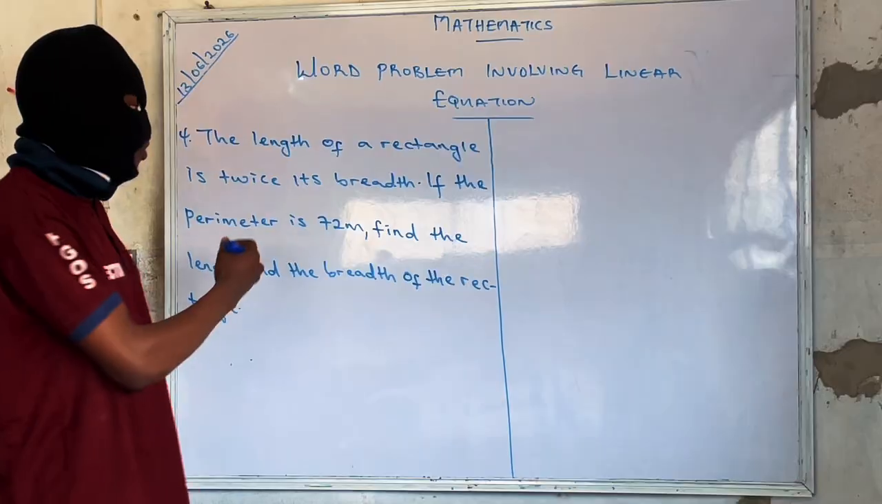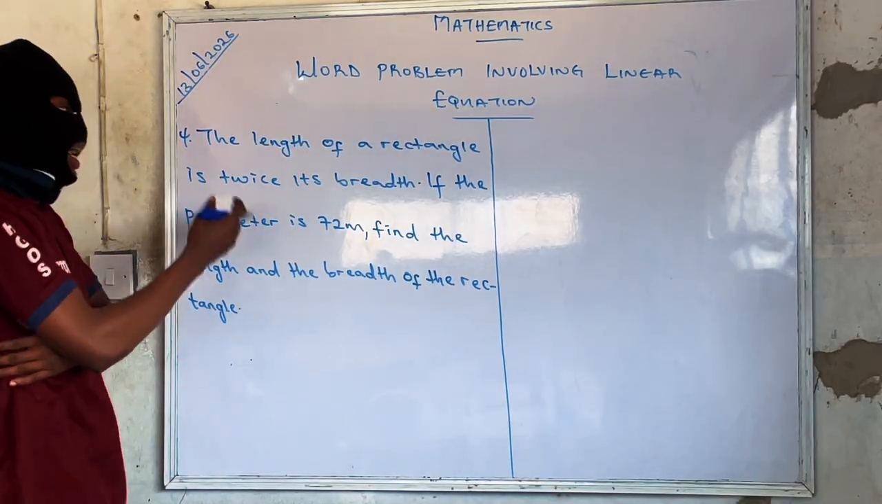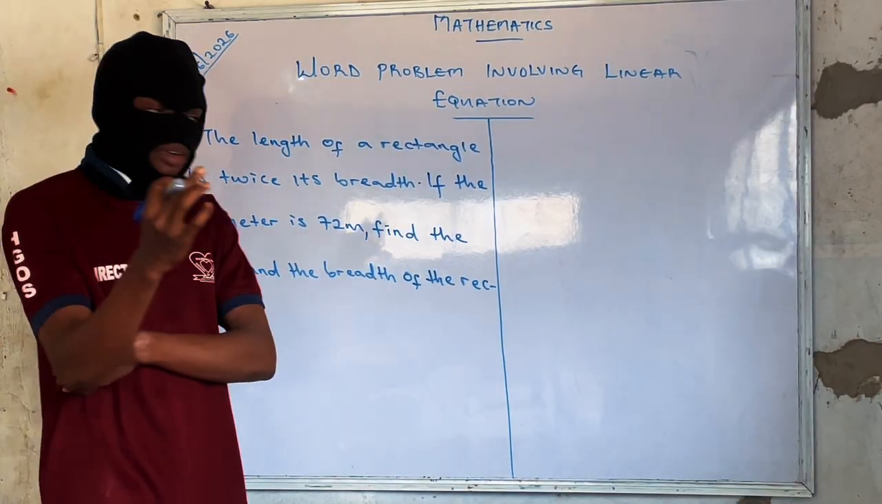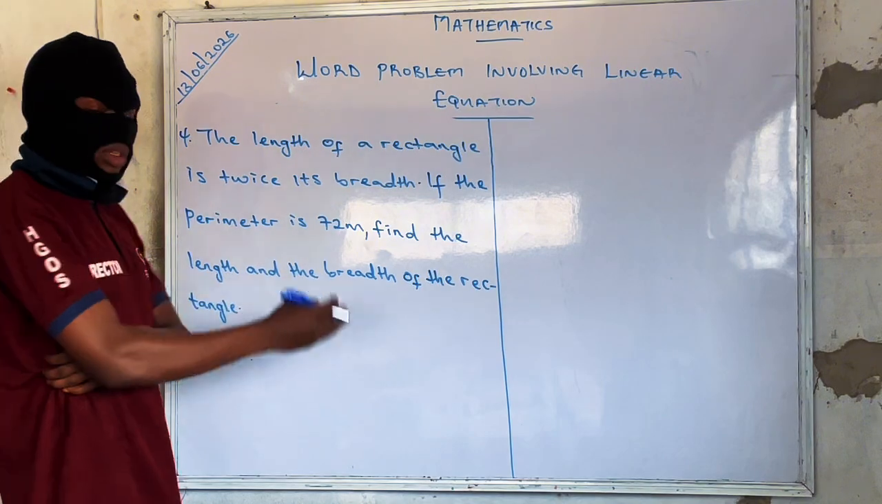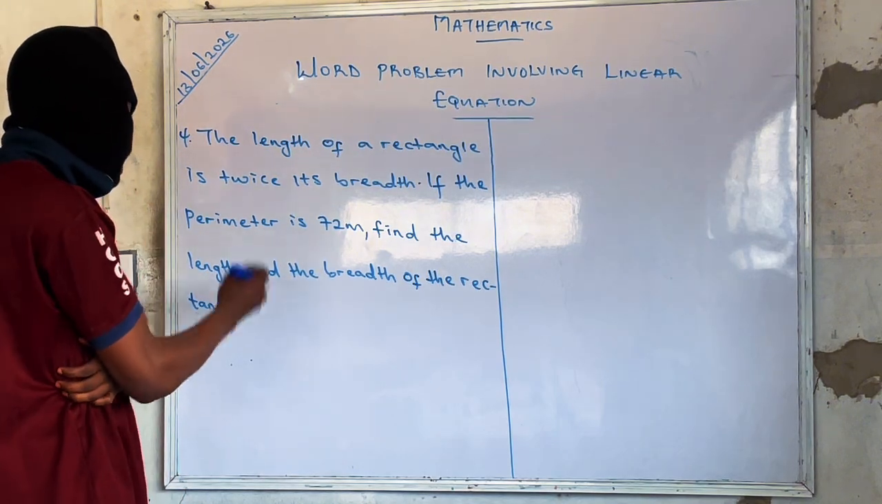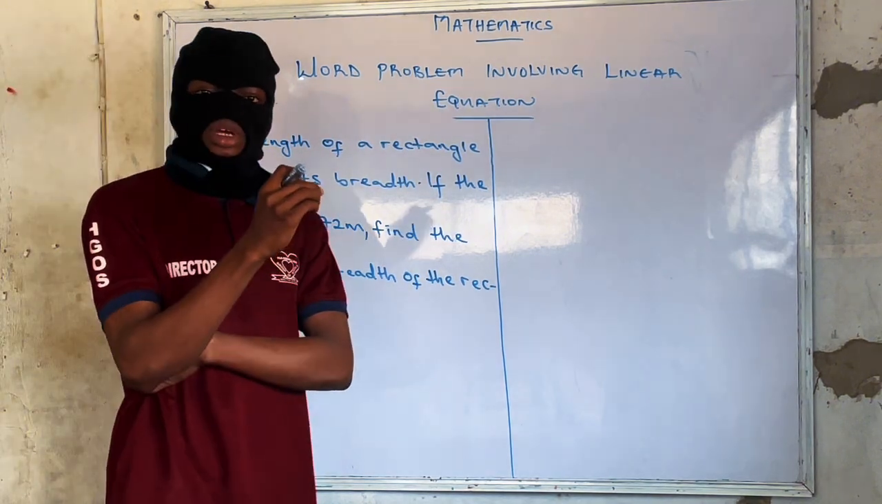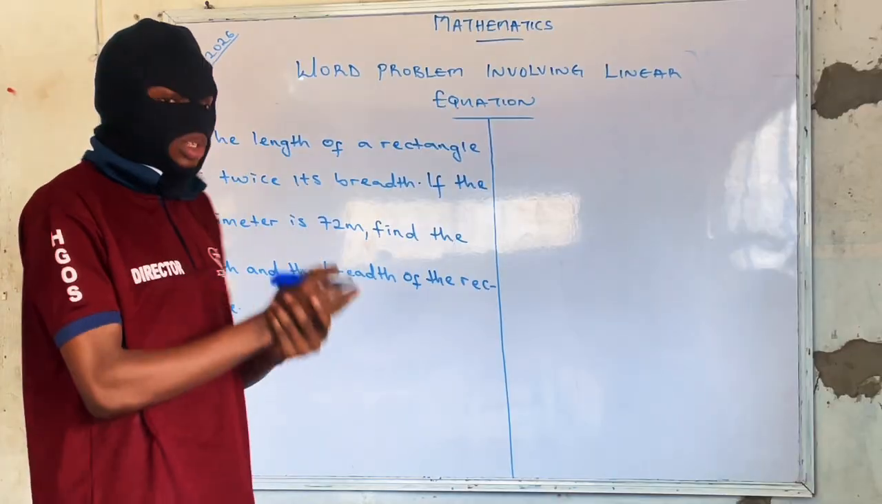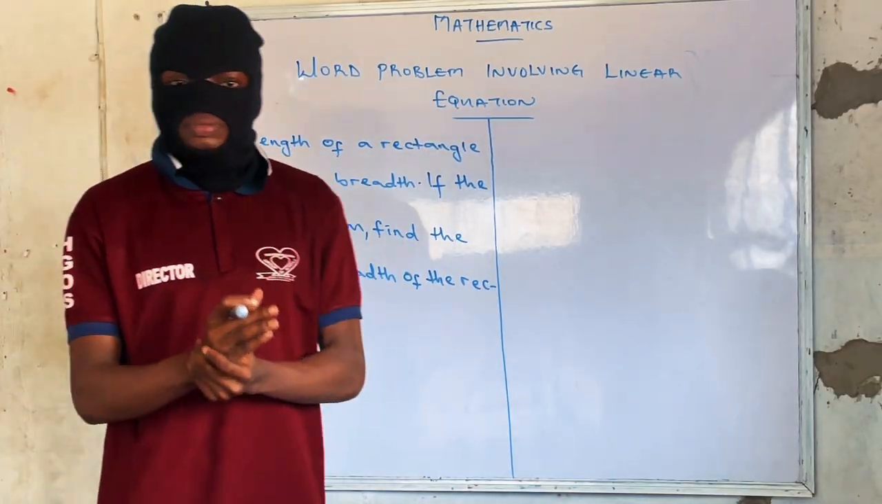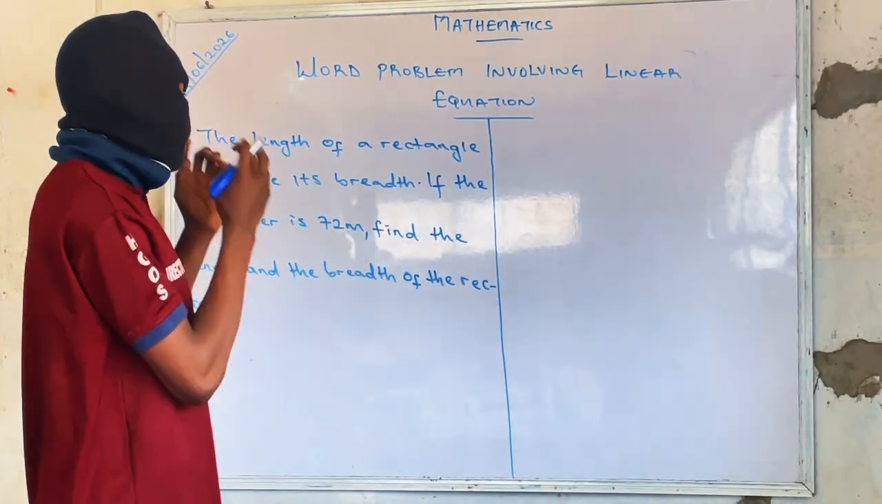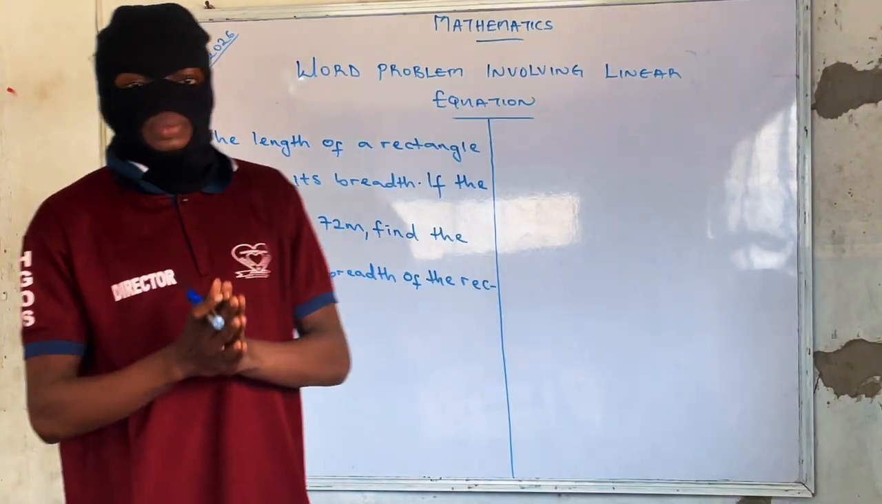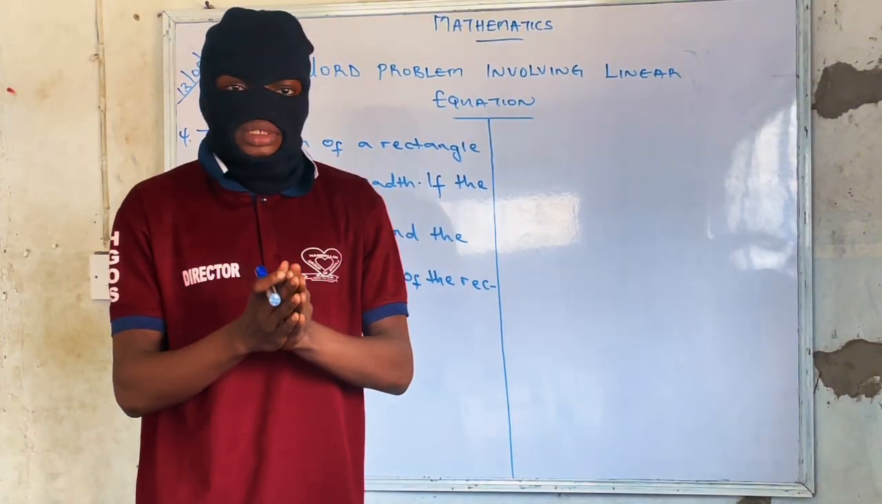Now, we have number 4. The length of a rectangle is twice its breadth. If the perimeter is 72 meters, find the length and the breadth of the rectangle. You can see that we are introduced to the perimeter of a rectangle, and you must know that the perimeter of a rectangle is equal to 2 into bracket length plus breadth.